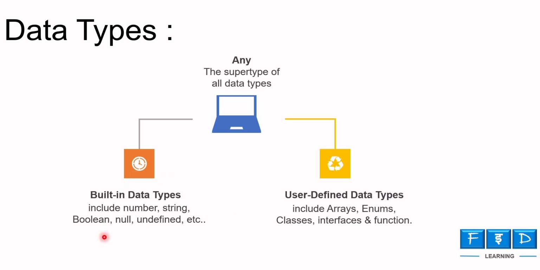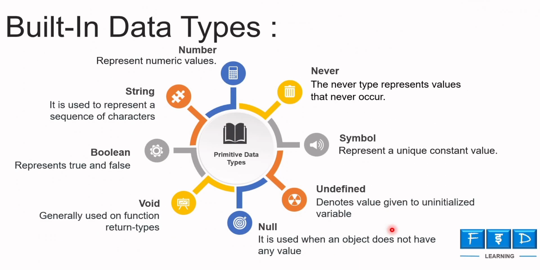Whereas apart from these built-in data types, the user can also define their own data types, which are called user-defined data types. And that includes enumerations, meaning enums, array, tuples, classes, interface, and functions. Now first, let's see which data types come under built-in data types.